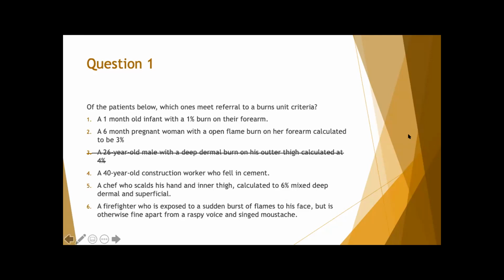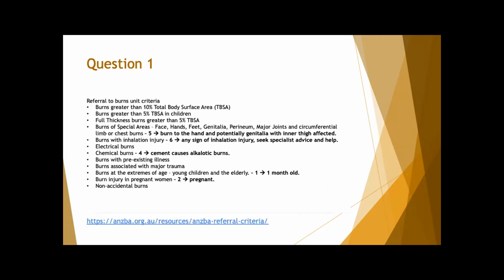So essentially all of them meet burns unit criteria except for the 26-year-old male with a deep dermal burn on his outer thigh. So why? So I've got the referral criteria here for you guys. So for the 1-month-old, they meet the criteria of extremes of age. For the pregnant lady, she meets the criteria of being pregnant, which is a referral.